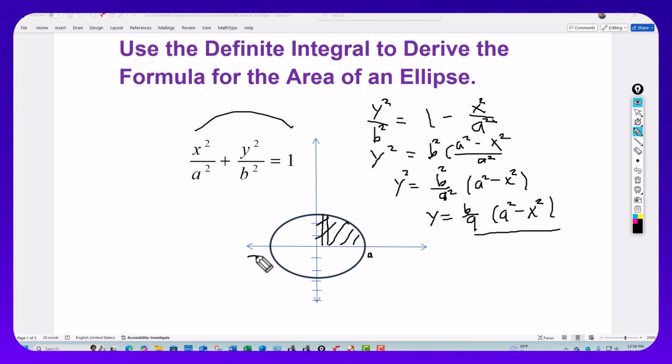Over here is minus a, but that doesn't matter. Up here is the point 0, b. Down here is the point 0, minus b. But again, all we need is from 0 to a. So we take the integral from 0 to a, and this is going to be your integrand right here. And whatever we get is going to be multiplied by 4.